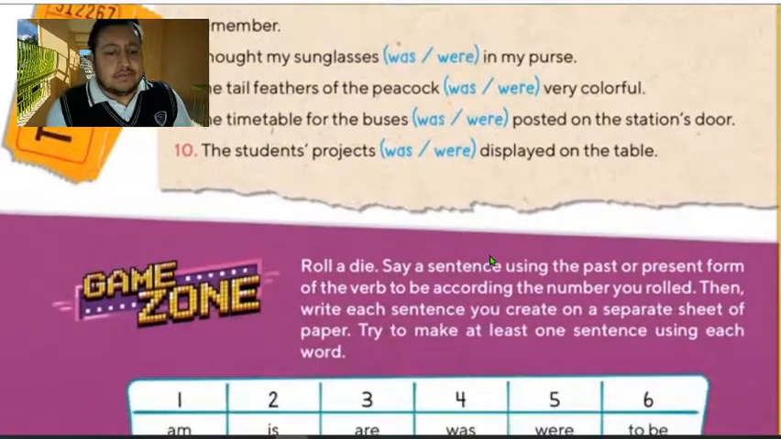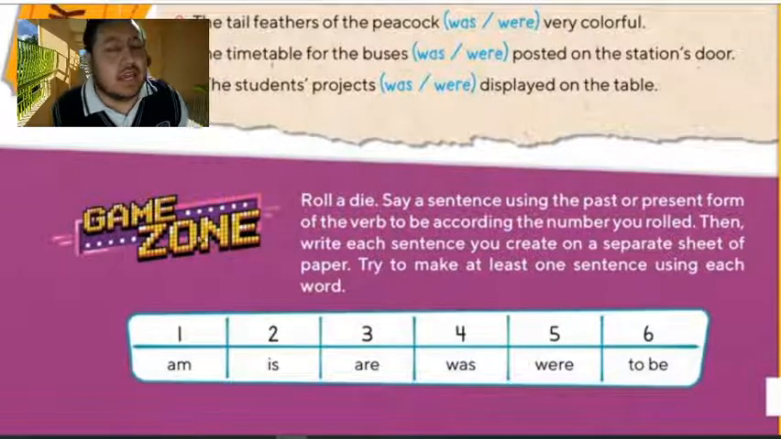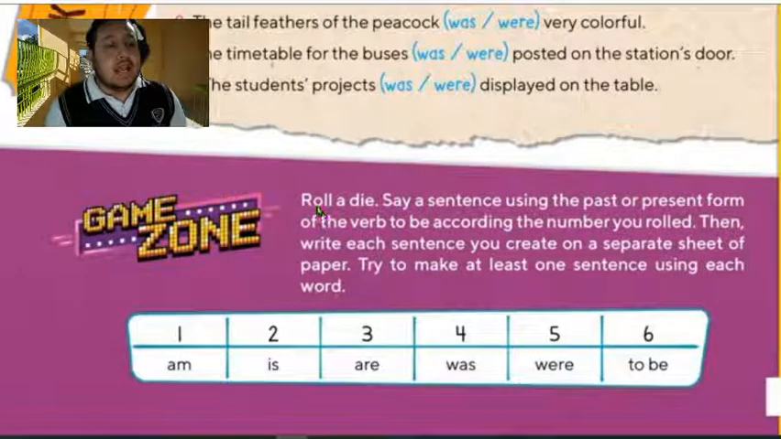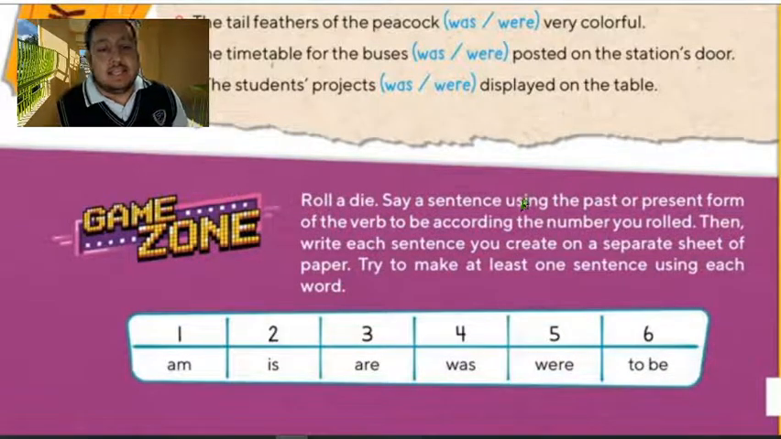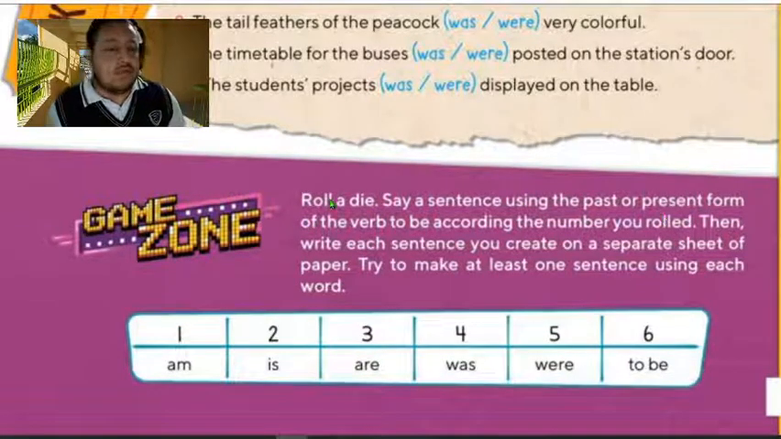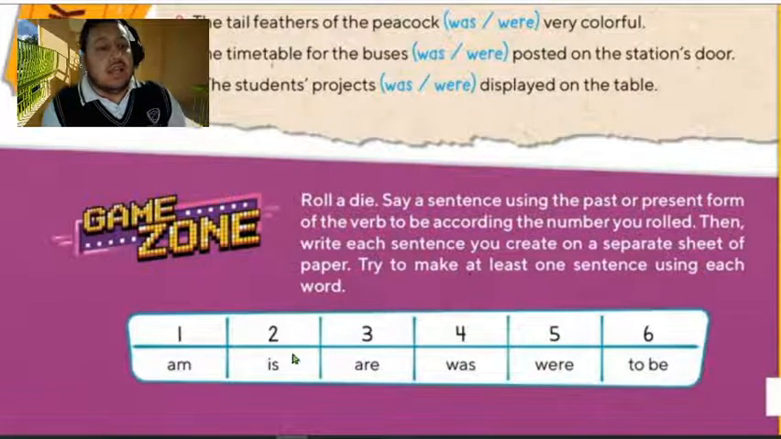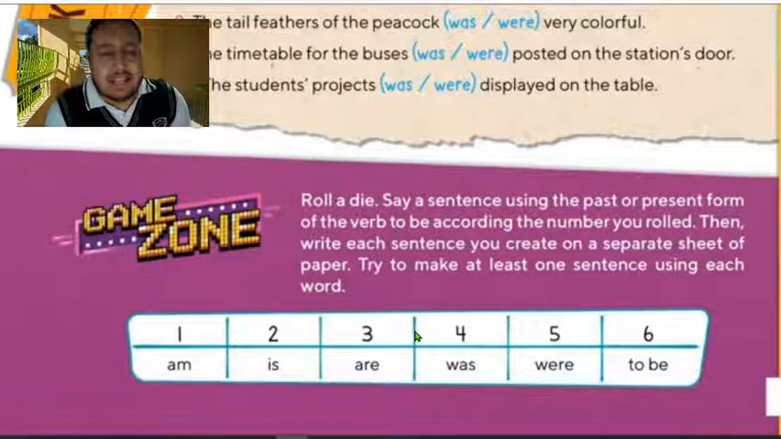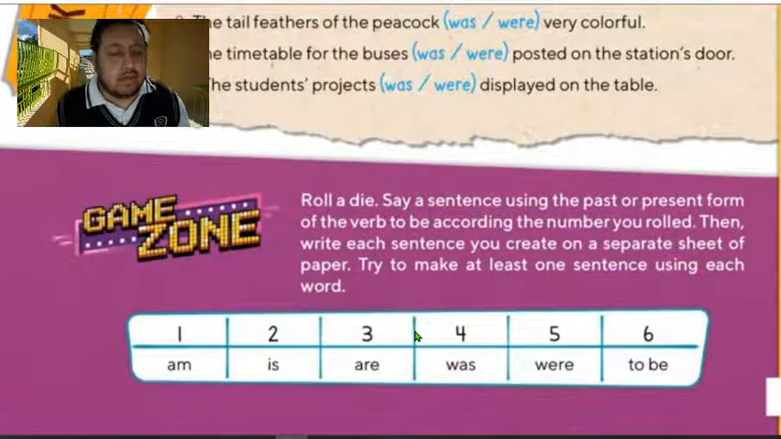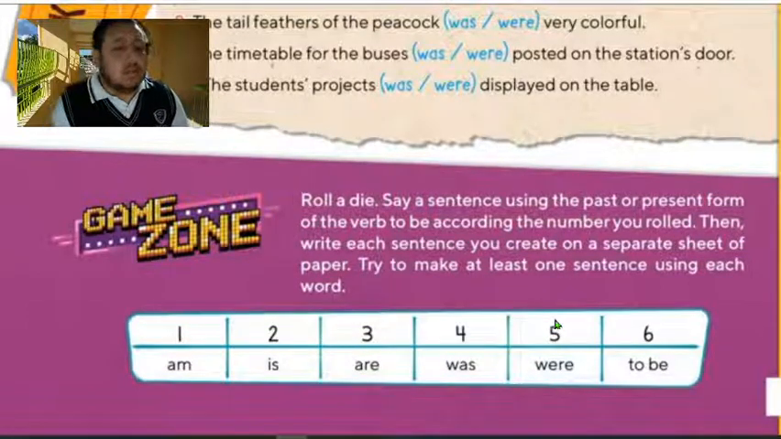right? To finish, we have a game zone. You're going to do it in your house, right? So it says roll a die, un dado. Say a sentence using the past or present form of the verbs to be according to the number you rolled. Then write each sentence you create on a separate sheet of paper. Try to make at least one sentence using each word. So here, guys, if you don't have a die, then you can do it by yourselves, right? You just go 1, 2, 3, 4, 5, and 6.